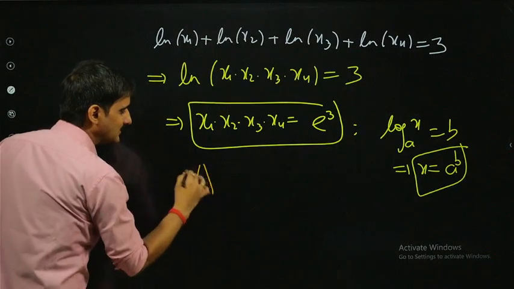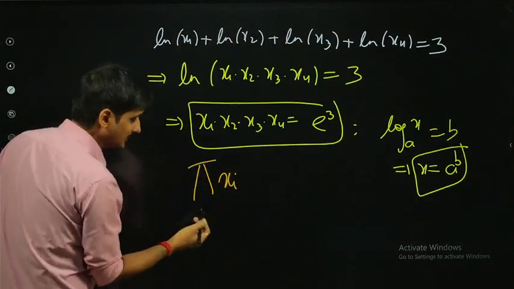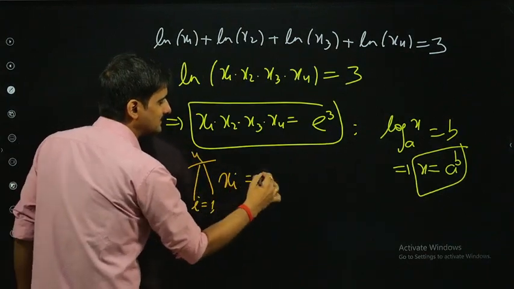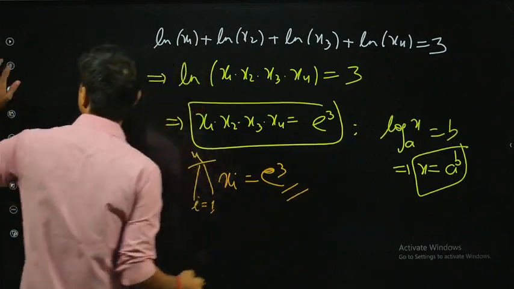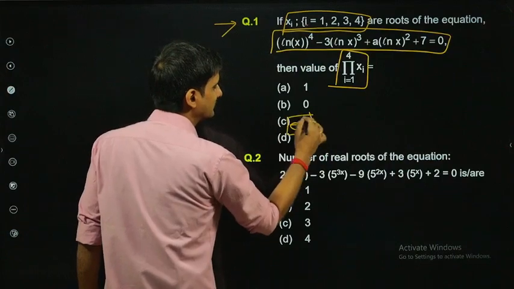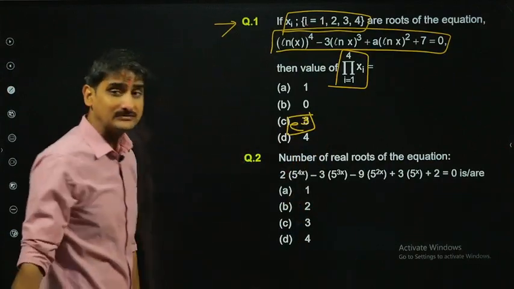So what did we get? We got the product of all the roots, of course in terms of x, i from 1 to 4, is nothing but e cube. So that should be the answer. The answer is e raised to the power 3 here.